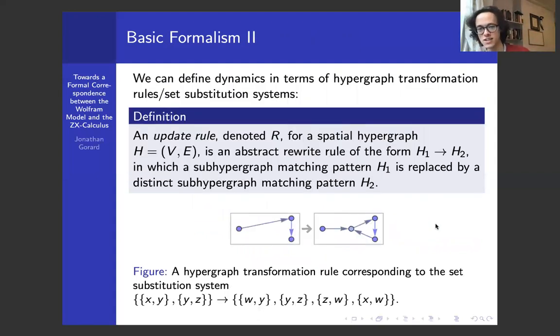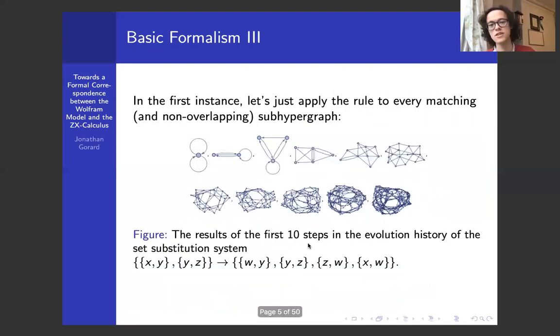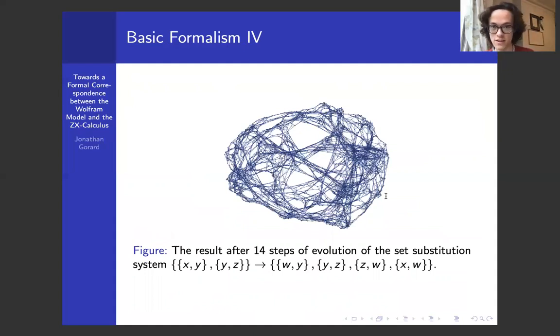The hypergraphs give us the statics of the formalism, and the dynamics are then defined in terms of transformation rules, which we call set substitution rules. Because each hypergraph can be represented as just a set of ordered relations between elements, you can define a rewriting rule on such hypergraphs by saying, let me take a subset that matches a particular pattern and replace it with a subset that matches a different pattern. Here's an example of such a hypergraph transformation rule. This allows us to start from some very simple initial hypergraph, like this double self-loop initial condition, and then by applying a particular set substitution rule, like this one down here, you evolve it into some rather rich and complicated looking hypergraph. That effectively defines the dynamics of the model.